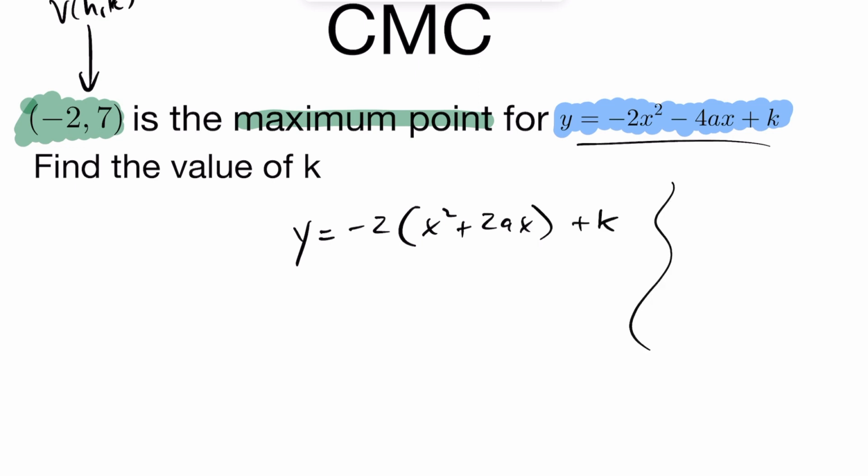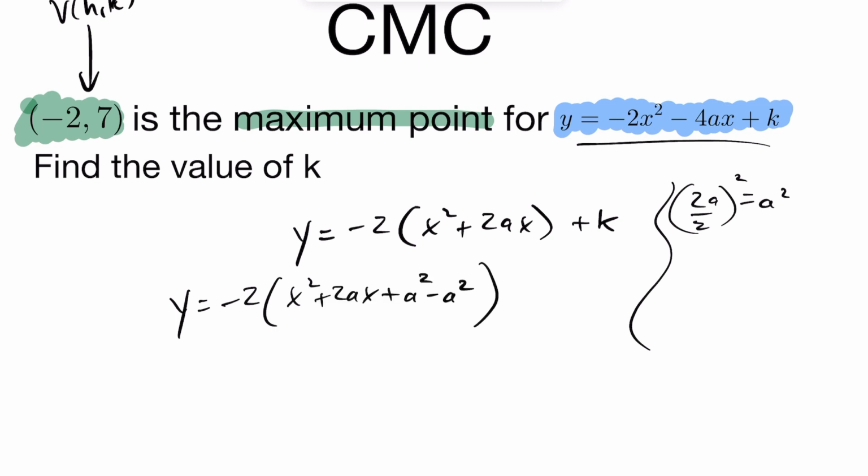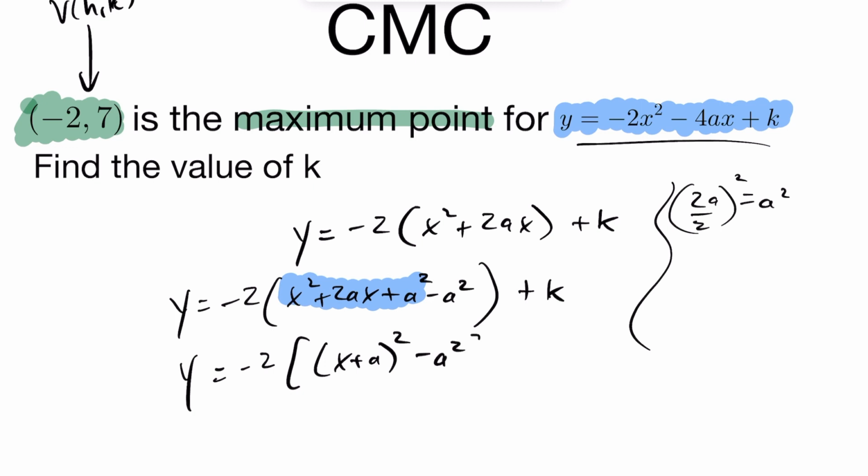Your b value in this case is 2a. Take your b value, divide it by 2 and square it. You end up getting a squared. So I'm going to add and subtract that in my expression. Don't forget to close those brackets and put that k back down. Now right away this expression will factor, as we've completed the square. So this becomes -2 times the quantity x plus a, squared, minus a squared.